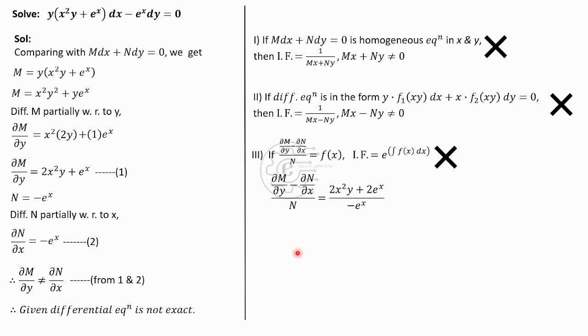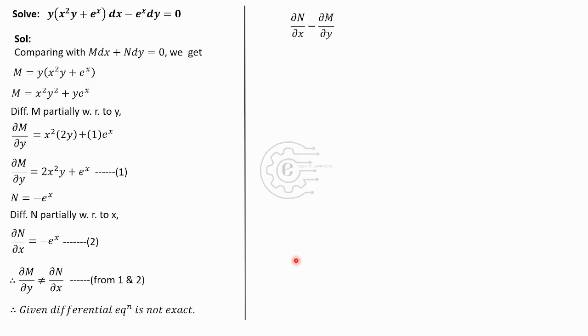सो नाउ रिमेनिंग इज ओनली दिस क्राइटेरिया. तो यहाँ पे वैल्यू सब्स्टिट्यूट करके देखते हैं. सो (∂N/∂x − ∂M/∂y) इक्वल टू, ∂N/∂x is −e^x minus ∂M/∂y is (2x² y + e^x). Let us open up the bracket.